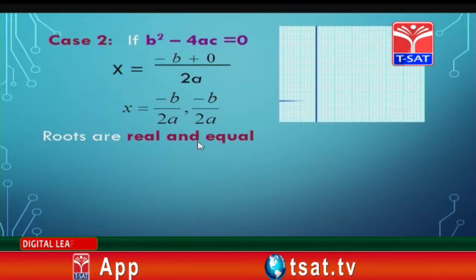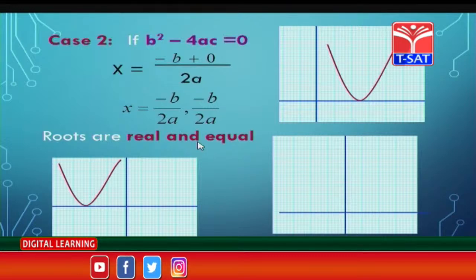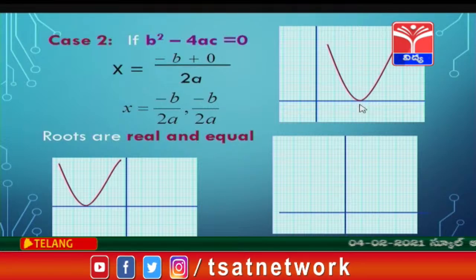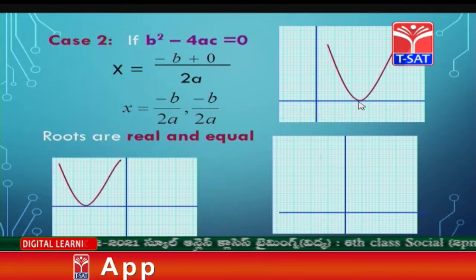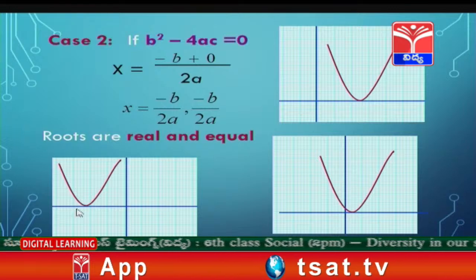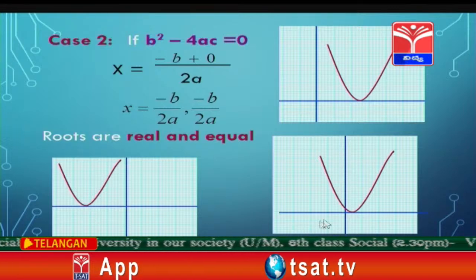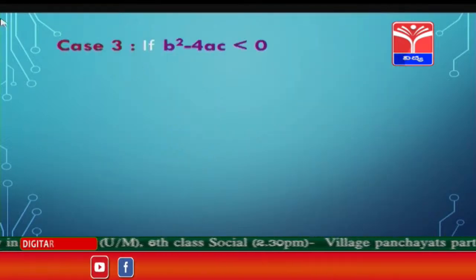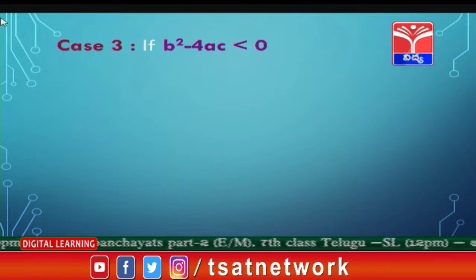And how would the graph look like? Yes, when you observe the graph, you can see that they are meeting the x axis at only one point, and that is why we are getting two equal roots. When you observe, see here also you can see the curve is meeting the x axis at only one point. Now, let us look at the third case, which is b square minus 4ac is less than 0.